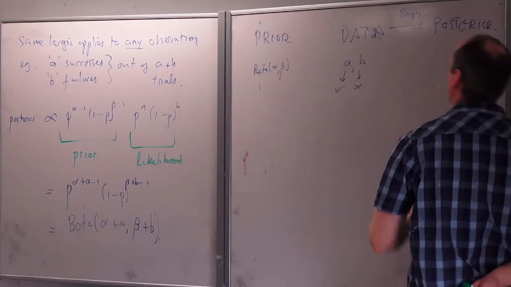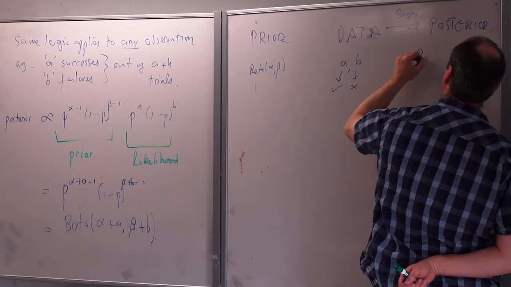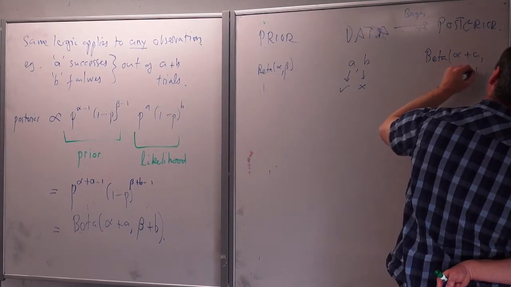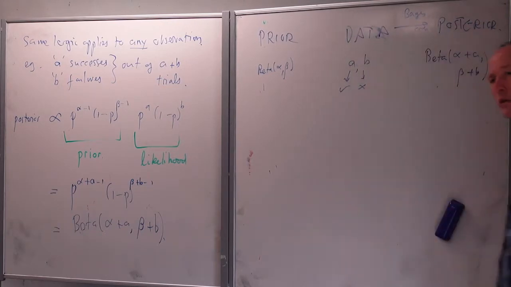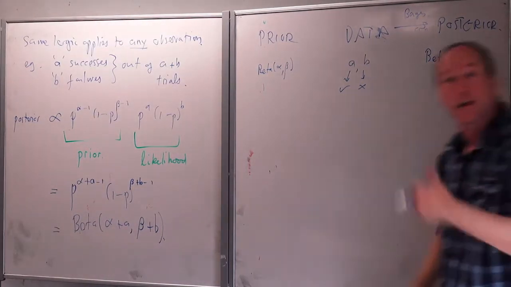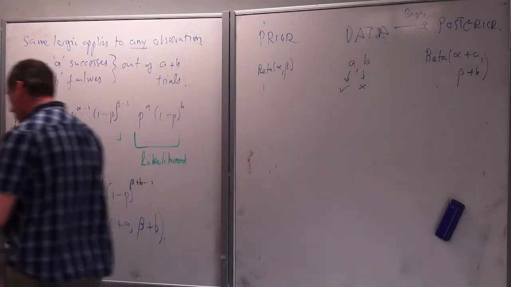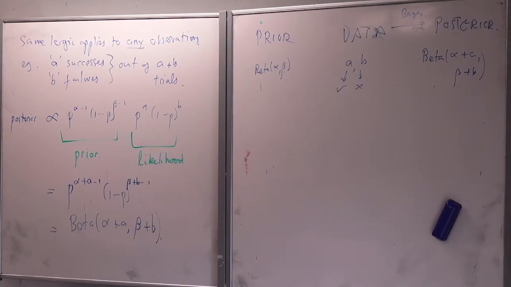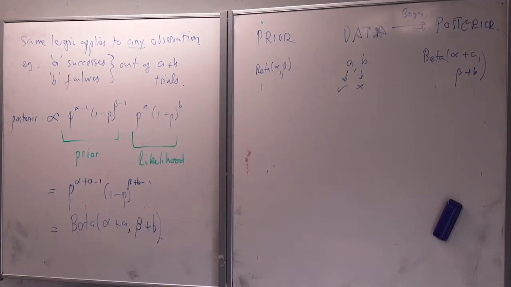A successes and B failures. The posterior is a beta with alpha plus A and beta plus B. It's turned a beta distribution into another beta distribution with different parameters. It's like, and we'll see examples of this in the course, it's like you've got a Gaussian distribution, you throw some data at it and you change your mean or you change your standard deviation. It's not Gaussian, but it's like it.